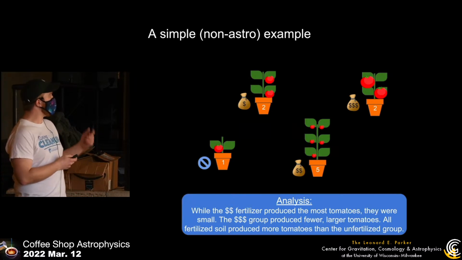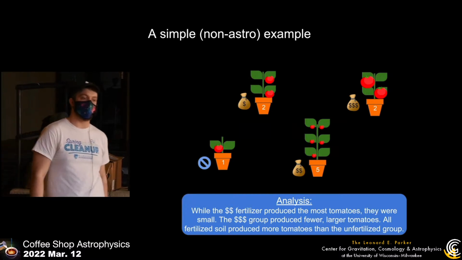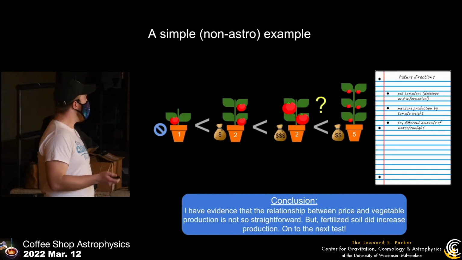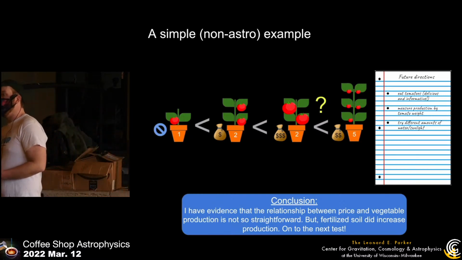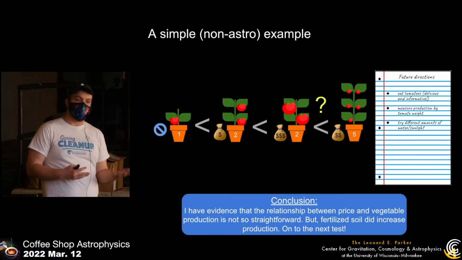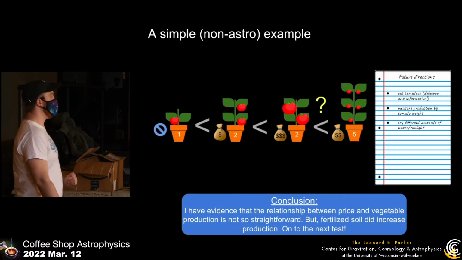So I can see, at least from this, fertilizer seems to have some effect. So that's one part of my hypothesis that has support. But other than that, it seems as though the relationship between the price of the fertilizer and the amount of tomatoes I get is not so straightforward, right? So there's some other things, there's other variables to consider here.